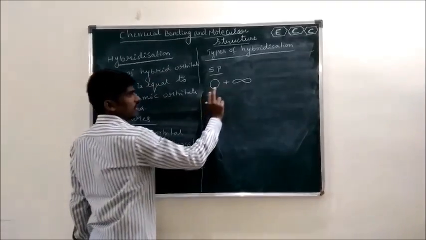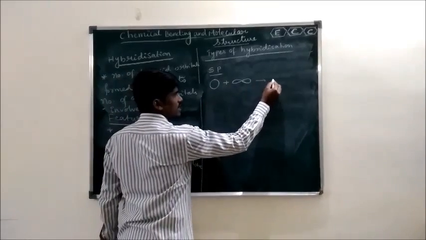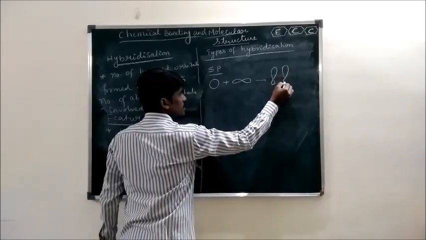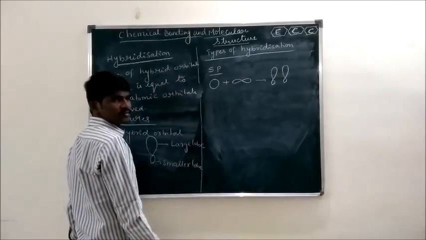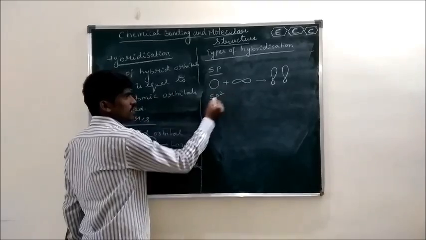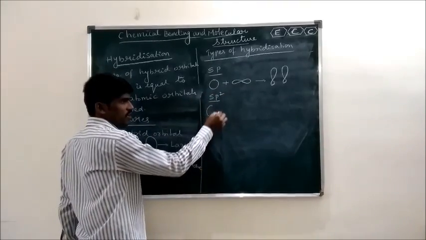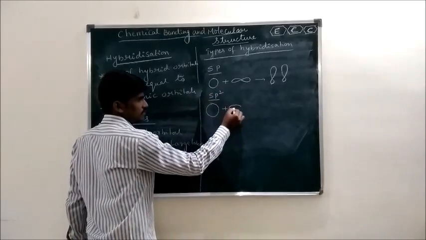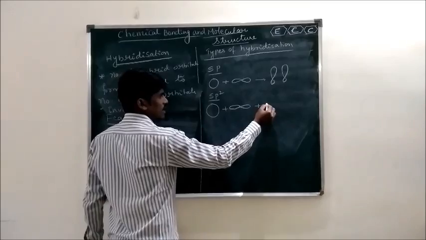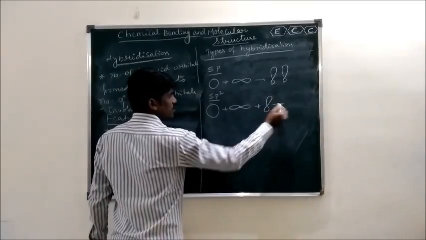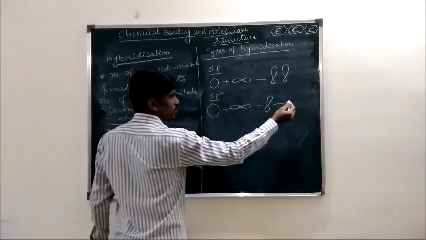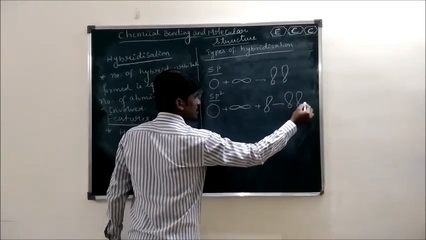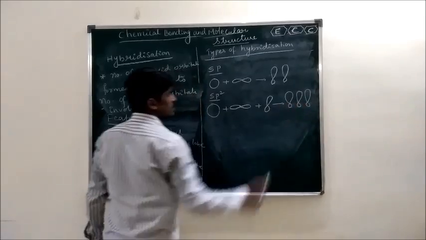Here 2 atomic orbitals are involved. It indicates you will get 2 hybrid orbitals. These 2 are 2 sp hybrid orbitals. And if I take sp2 hybridization, one s orbital, and how many p orbitals are there? 2 p orbitals are there. It is 1 p orbital and it is another p orbital. So 1 plus 2. So total how many hybrid orbitals will we get? 3. We will get 3 hybrid orbitals.